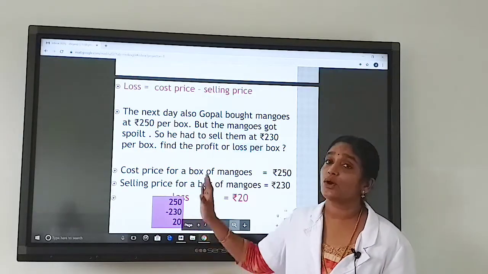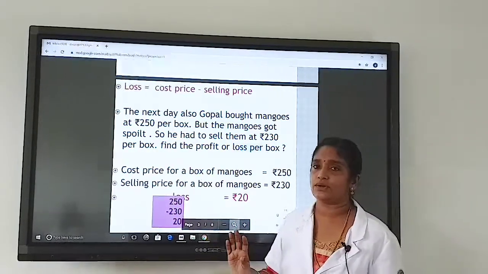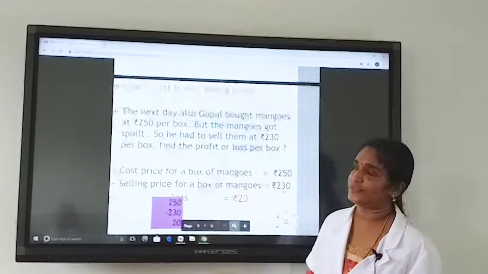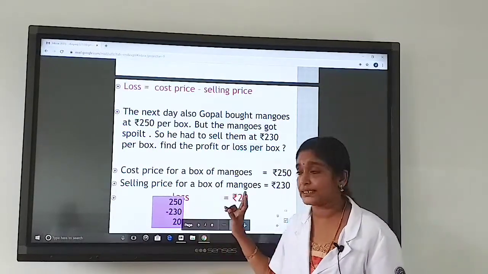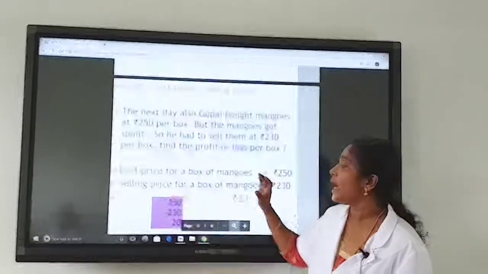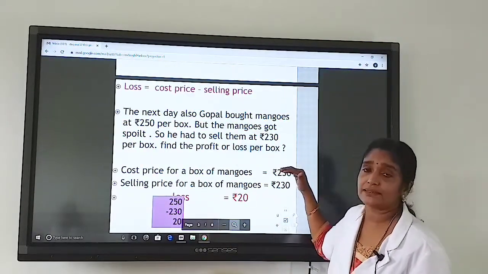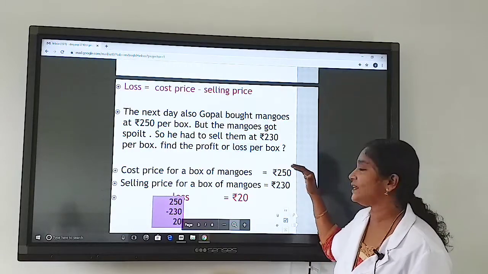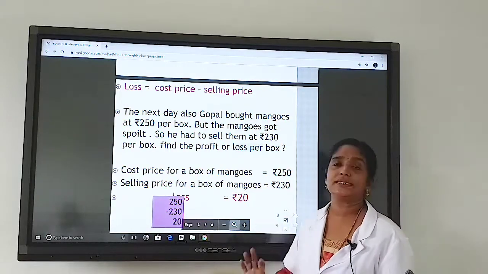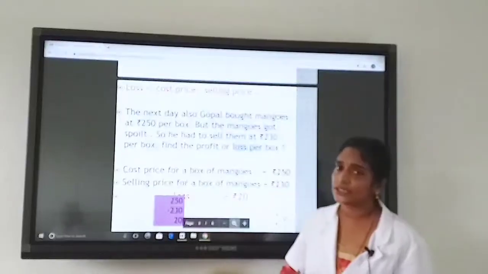So, how much is the cost price of one box of mangoes? That is rupees 250. And what is the selling price? Rupees 230. How much is the loss? Loss means cost price minus selling price. 250 minus 230, that is 20. So, all of you understood this?